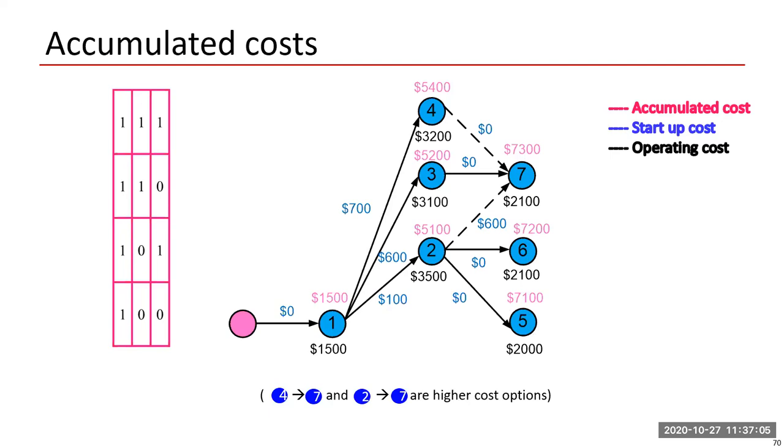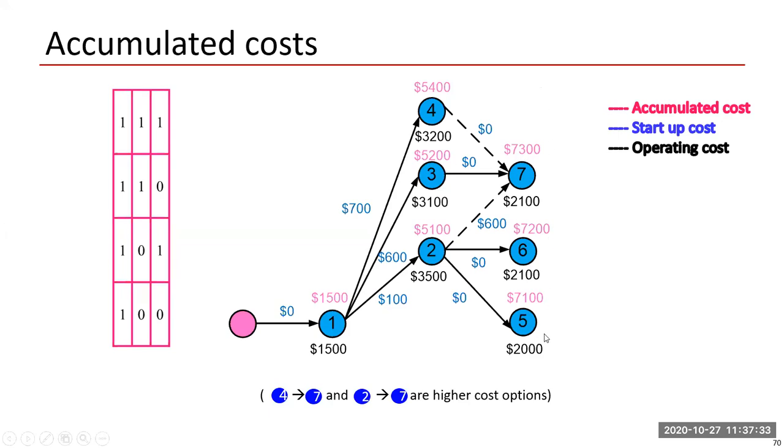I consider from state 2 to state 7. We have 5100. If we add it up with 2100, the result being 7200 is lower than 7300. No, you are forgetting this 600 state transition. Yes, there is a state transition cost, so you have to add it up. That will become 7800. Okay, thank you.